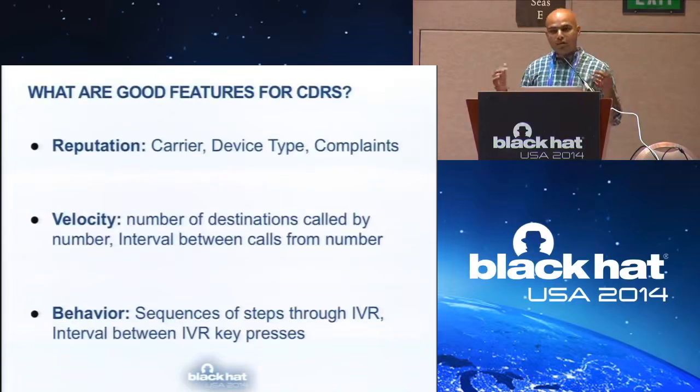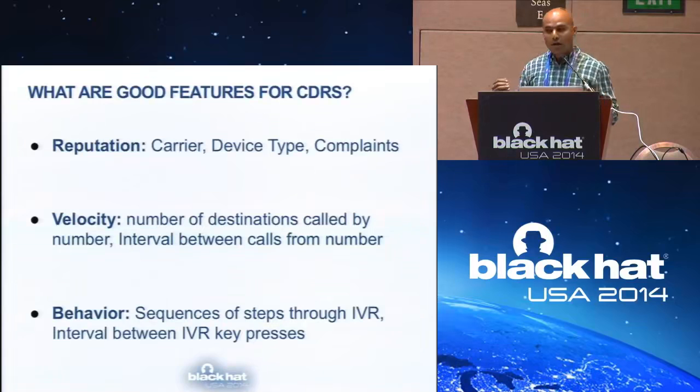Velocity basically captures trends in the way the number behaves over a long period of time. Some of those velocity features are the ones that we talked about when I showed the graph, like how many destinations has that source number called. In addition, there are also timing features we can take into account. For example, what is the average interval between calls from the same number.